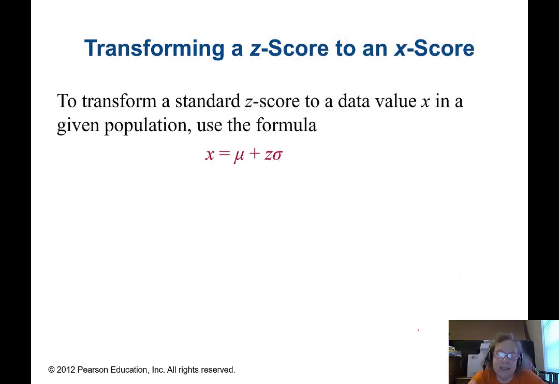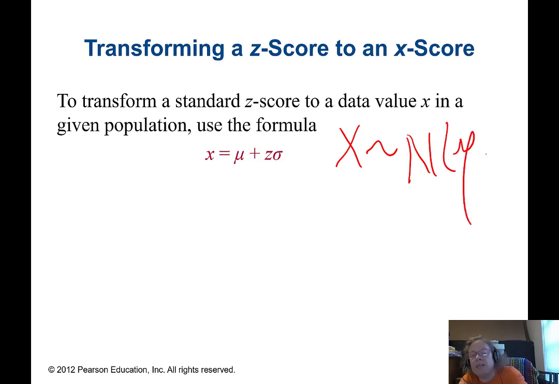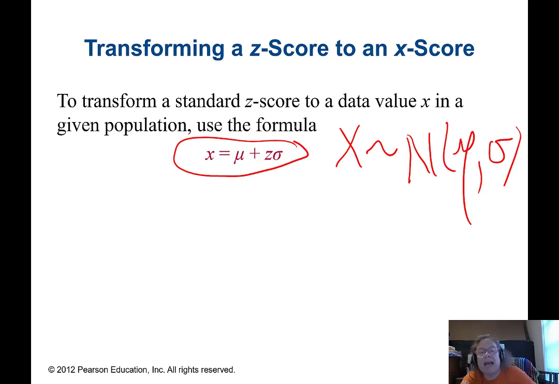Okay, let's say instead of wanting to find a z-score from a probability, we actually want to find an x-score from a probability, meaning we know that x is distributed normally with some mean and some standard deviation, and we want to find the probability related to x. Well, it's not going to be so bad. We're basically going to transform backwards. So remember we were saying z equals x minus mu over sigma.